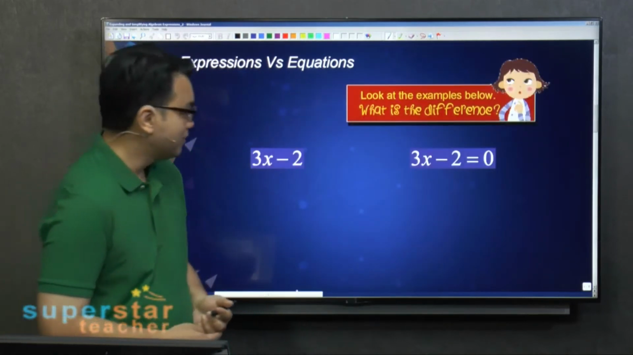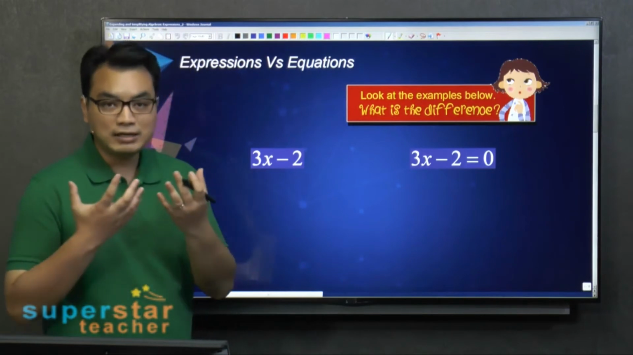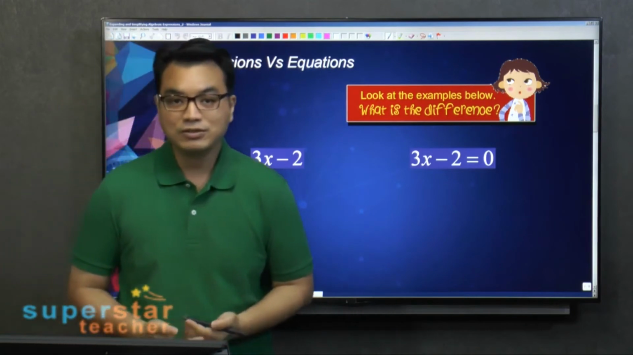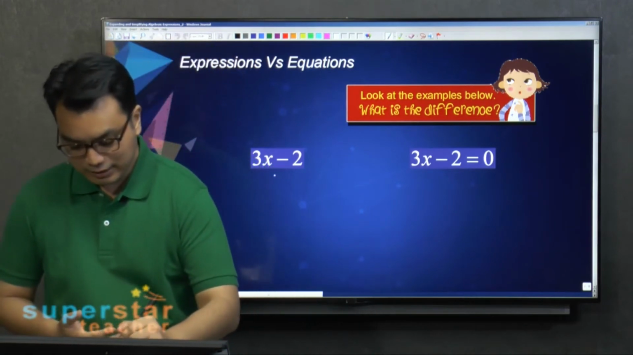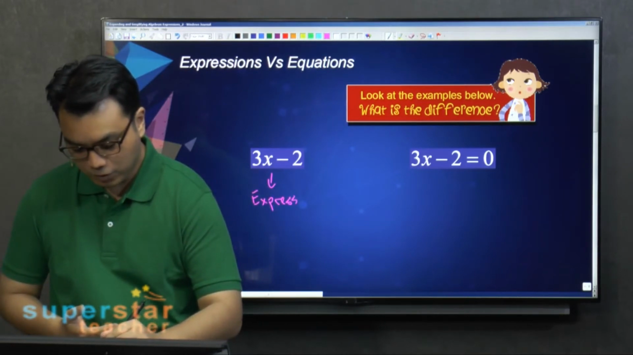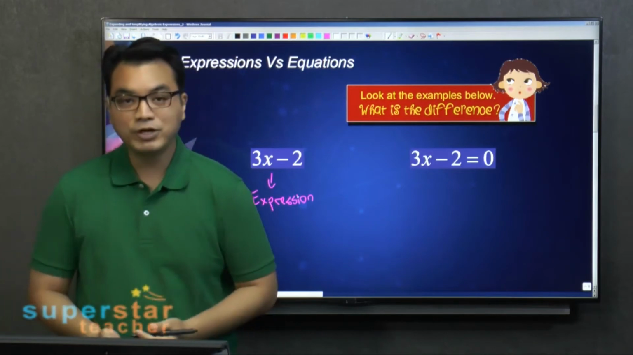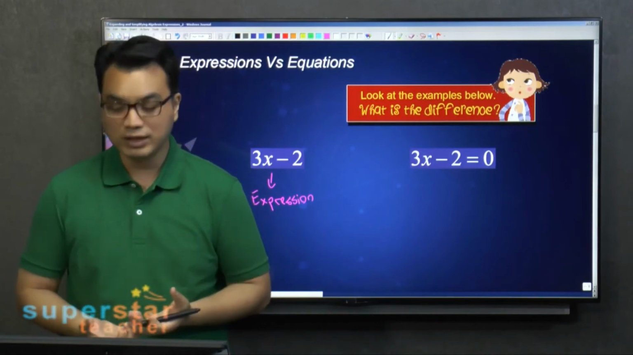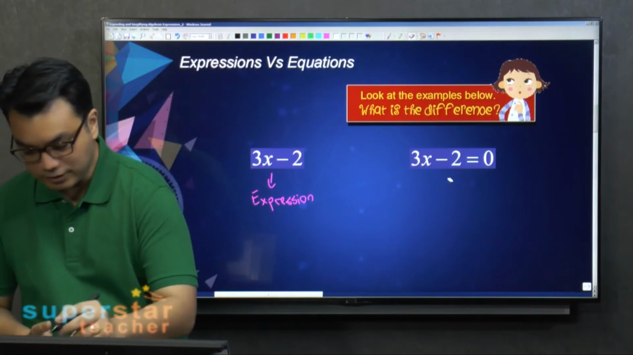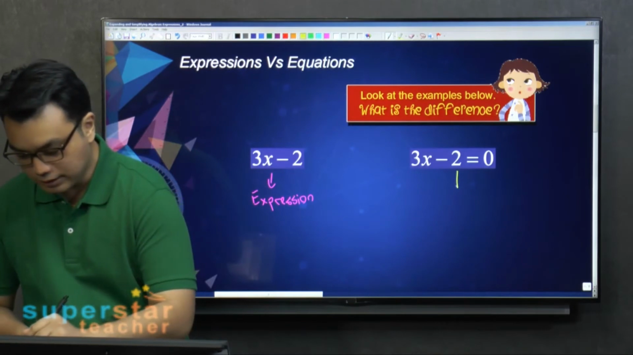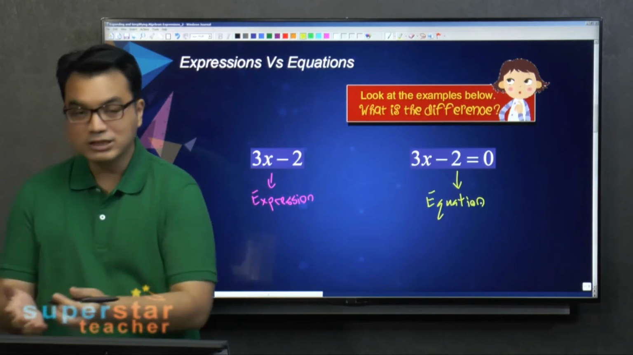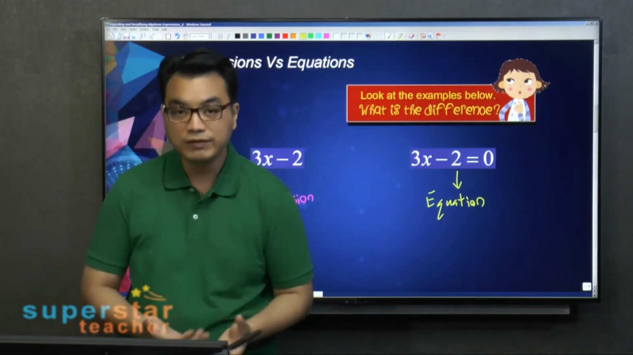So I already mentioned the difference between expression and equation. So which one is an expression? Which one is an equation? Do you know? Yes, this is an expression. Why is this an expression? Yes, it's because it has no equal sign. And this one is an equation. It's an equation because it has an equal sign. So very simple, you know how to differentiate them.